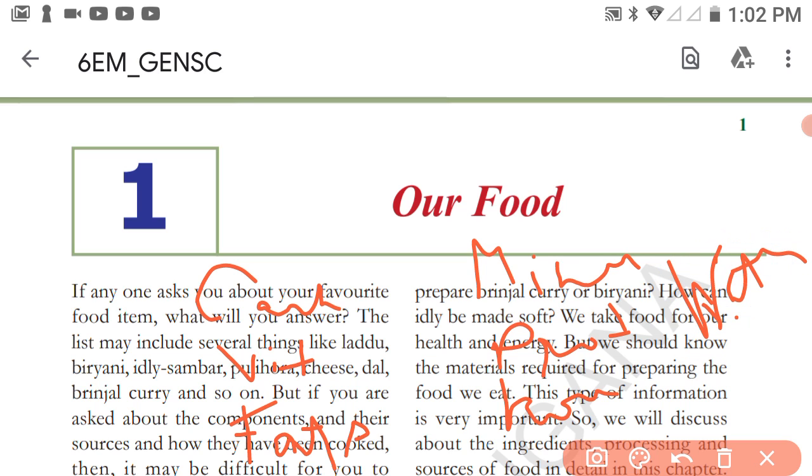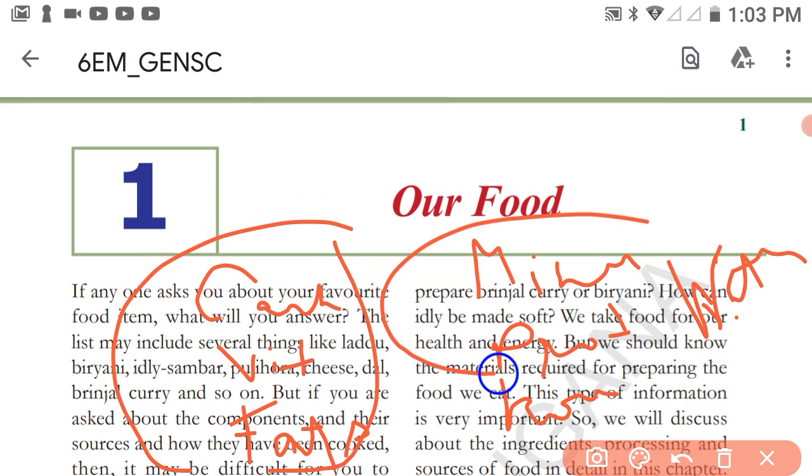So these are the main 5 components. What are they? Carbohydrates, proteins, vitamins, fats, minerals. So these are the 5 main components or nutrients of the food. Along with these, we can also include roughage and water.